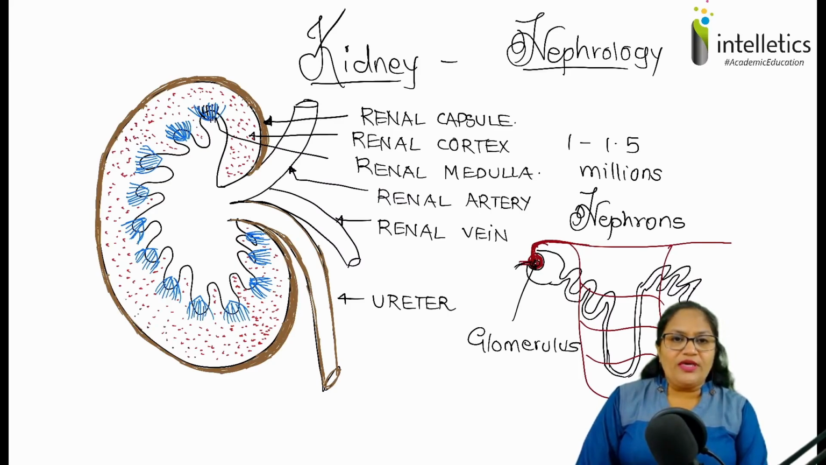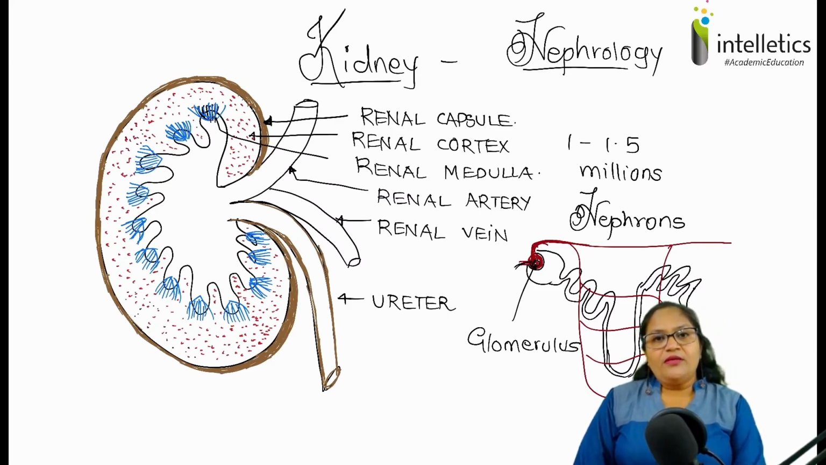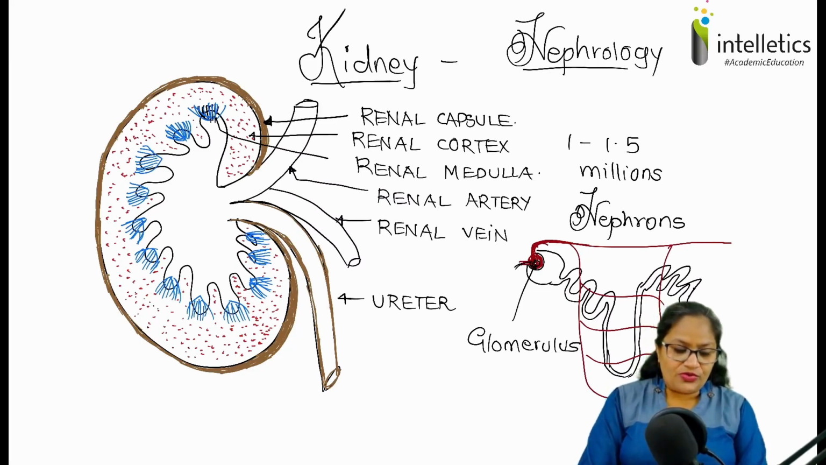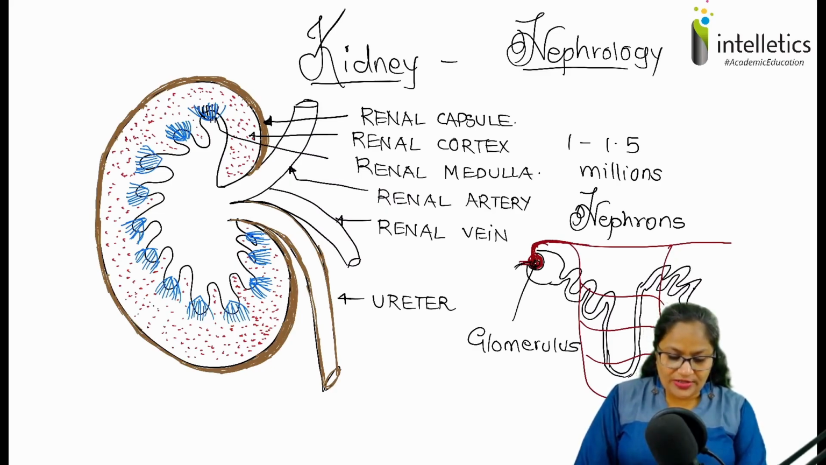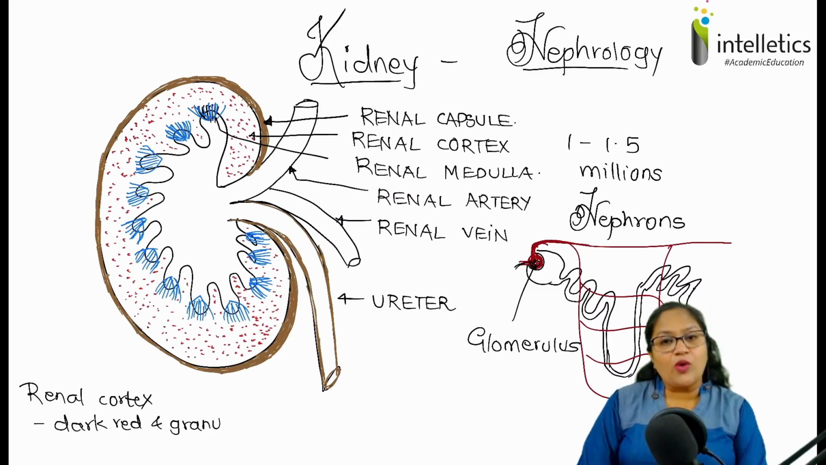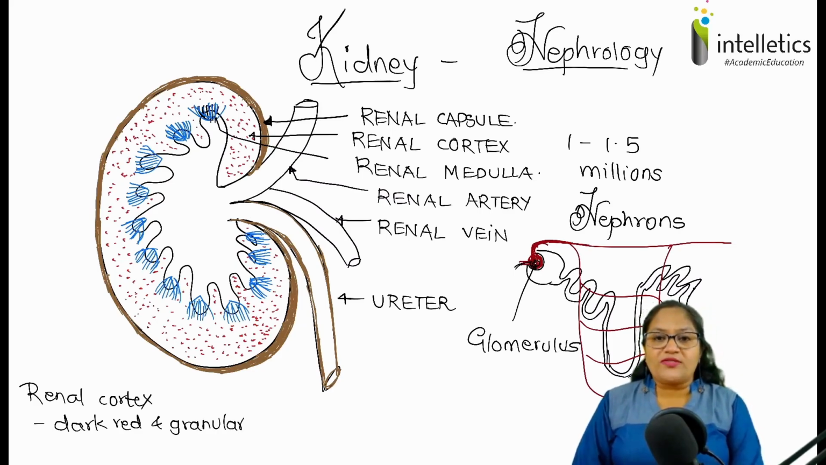Okay, so this renal cortex appears to be dark red in color and it looks granular. I shall write here: the renal cortex is dark red and granular. That is, the outer part of the kidney is called the renal cortex and it is dark red and granular. Now you must be thinking, okay, dark red, so what is the big deal? That is what I was trying to tell you.